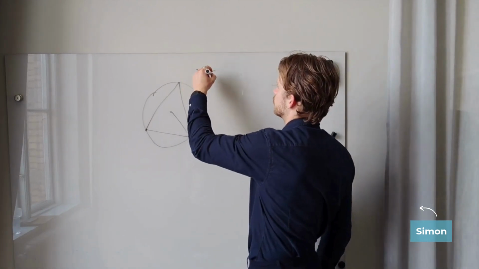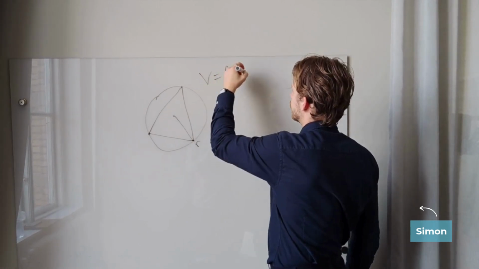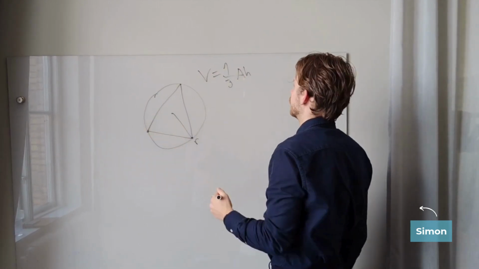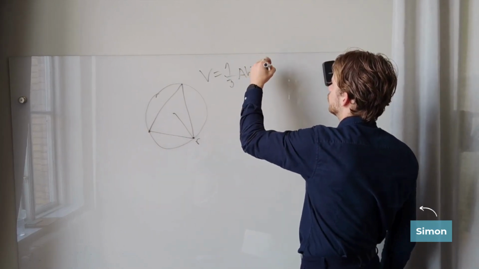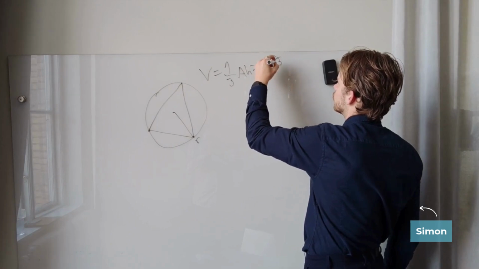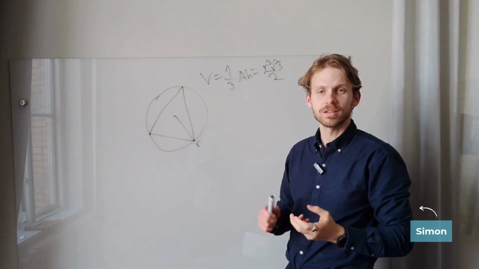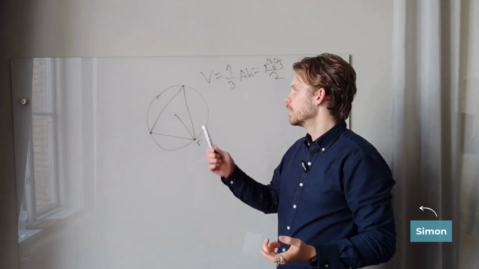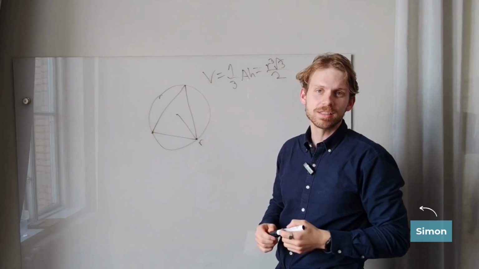We know that it's 1/3 times the area and height, which we know to be equal to r cubed times the square root of 3/2. Now, the interesting thing is going to be to see how the model handles this problem. This is a geometric problem, and the model itself is a language model.